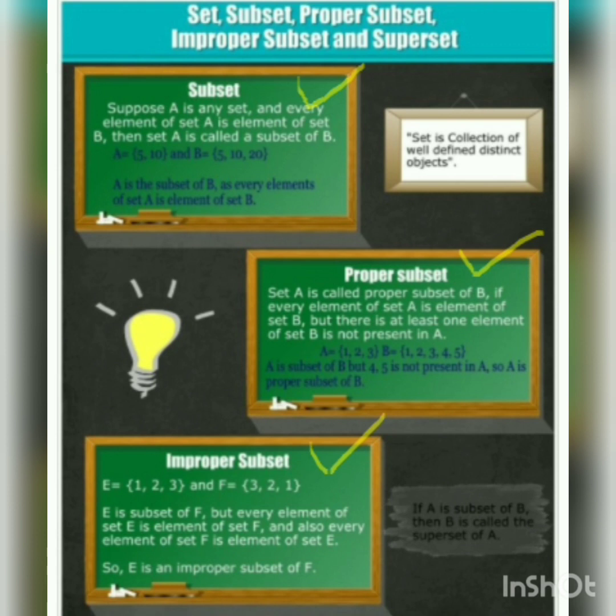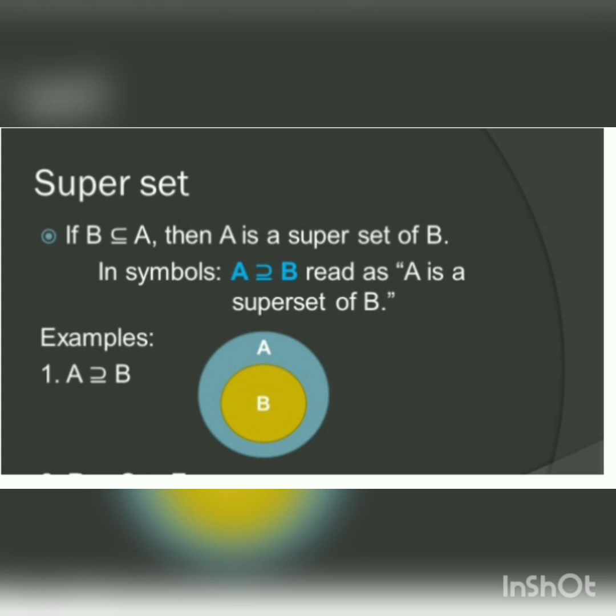Third one, improper subset. Improper subset is that in which all the elements of set A are present in the set B, which is called A is a subset of B, but all the elements of set B are also present in the set A. Students, next one is superset.